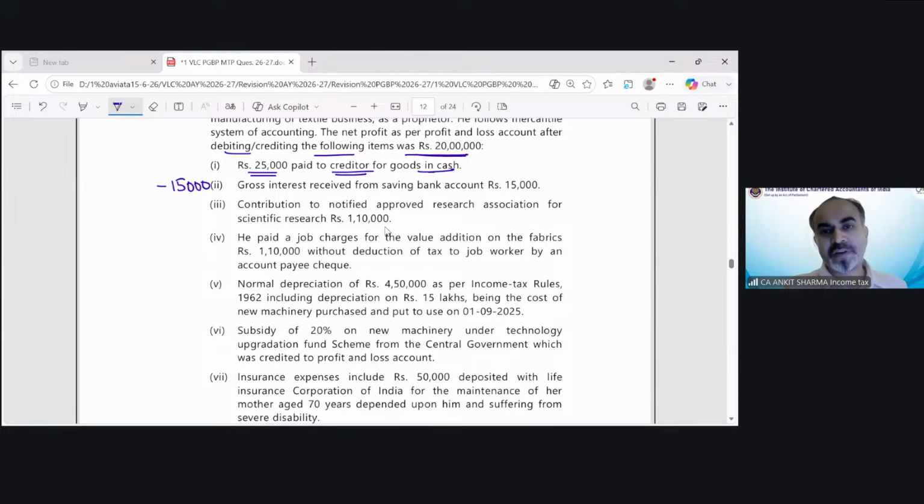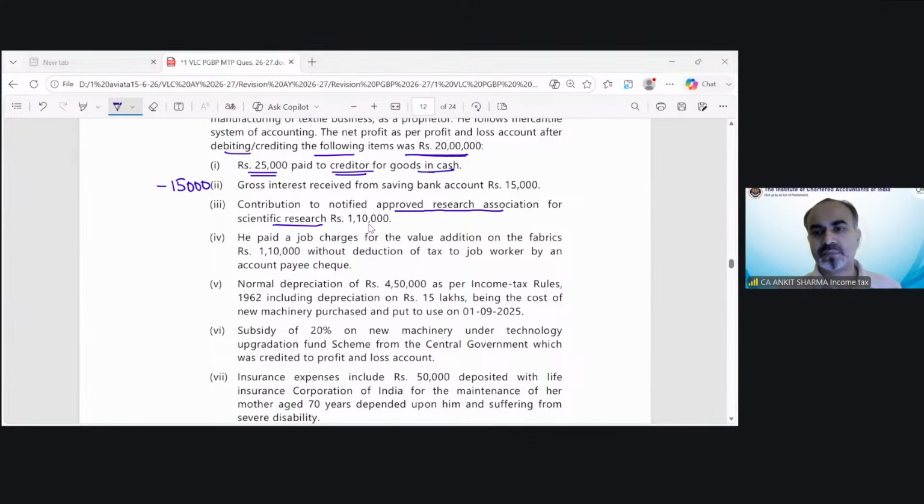Contribution to a notified approved research association for scientific research. Again, what do we need to do? We have discussed this scientific research provision multiple times today. So what is the solution? Do we need to allow it or do we need to add it back? It is disallowed, absolutely correct. It is again default tax regime, so disallowed. So this 1,10,000 is going to be disallowed.